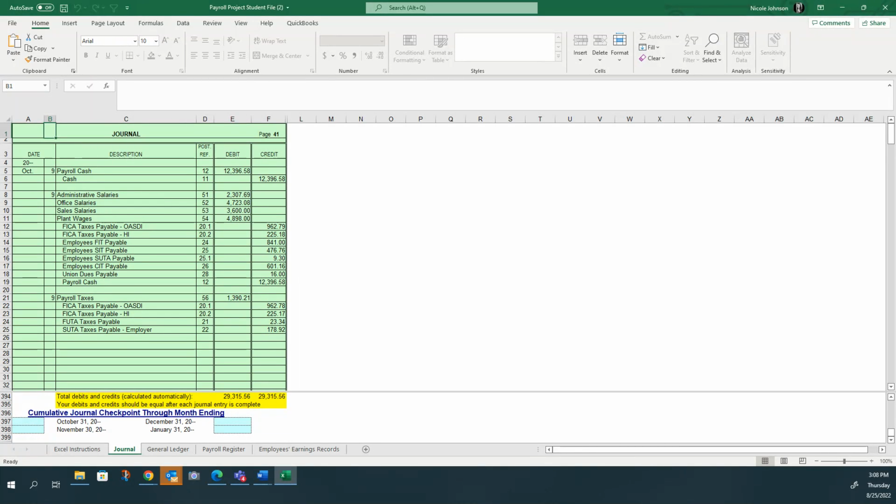The employer portion of OASDI is $962.79, and for HI is $225.18. The total for the FUTA taxable earnings column is $3,890. We'll multiply this by the rate of 0.006 to arrive at $23.34. SUTA taxable earnings were $4,850. Multiply by the employer rate of 0.03689 to arrive at SUTA tax of $178.92. Note that all of these are payable accounts. They're liability accounts that are increased with credits. The total of the credits should be debited to the payroll tax expense account.